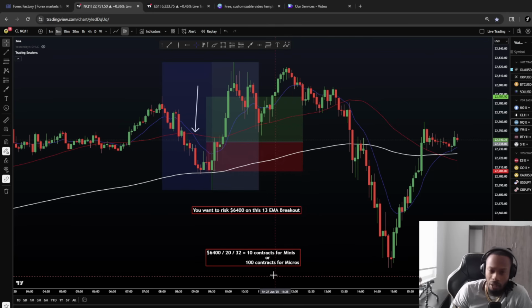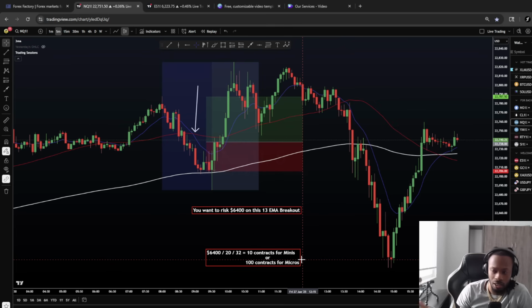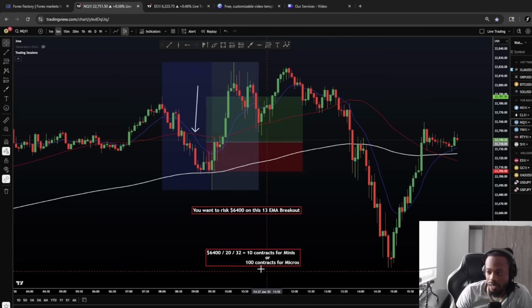Now, obviously, you're not going to put 100 contracts on micros. There's no point when you can just do 10 contracts on the minis. But of course, you can only do this when you have a larger account, okay? But you definitely can still put 100 contracts on the micros, for sure, 110%. Those are the same things.